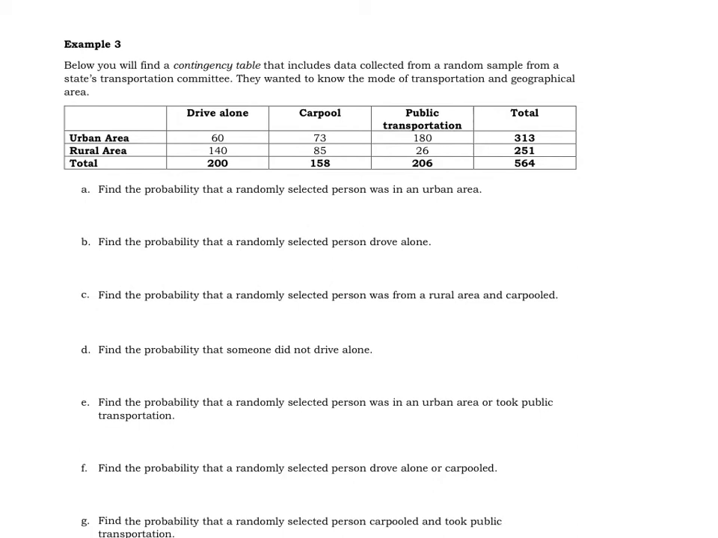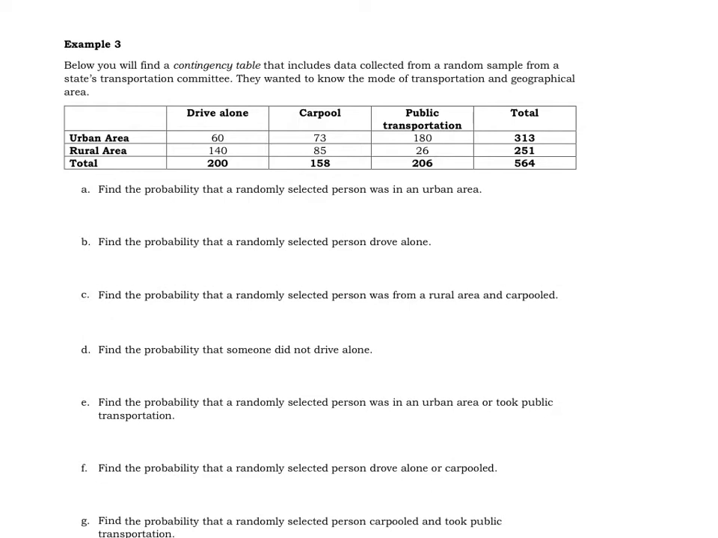Continuing our discussion of probability, in example 3, we're going to look at a contingency table. A contingency table simply means that the information has been broken apart into some subcategories that are rows and columns so that you can match up the people who fall in two categories at the same time. For example, an urban area and they drive alone.